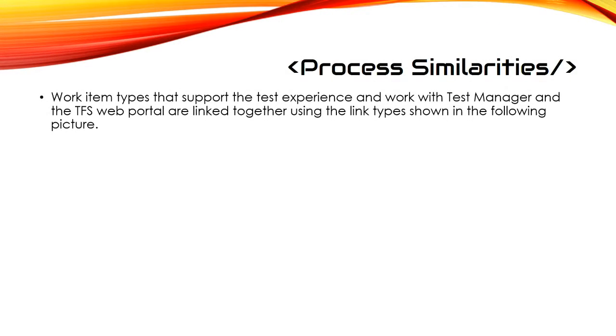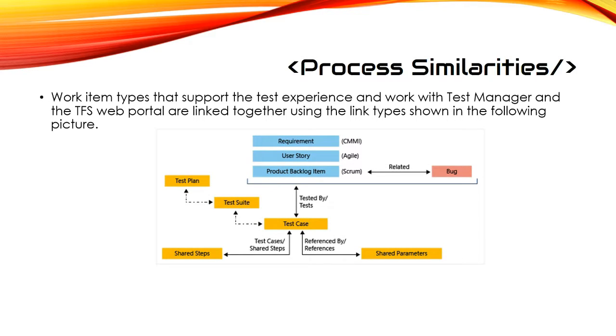Work item types that support the test experience and work with Test Manager and the TFS web portal are linked together using the link types shown in the following picture. So I'm going to talk about this as well. A requirement, which is CMMI, user story, which is Agile, product backlog item, which is Scrum, can be related to bugs. All of these are going to be related to a test case, which is preceded by a test suite, which is preceded by a test plan. Now your test case is going to have shared steps, and it will also have shared parameters.